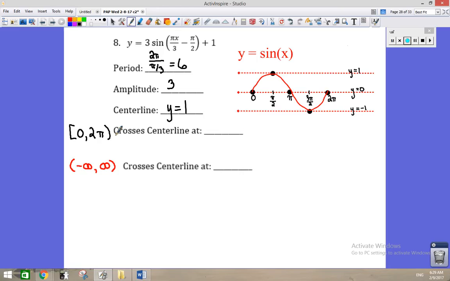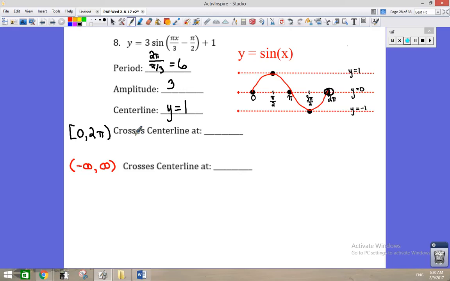And here you have to think a little bit when you're talking about crossing at the center line. Oftentimes they ask you how many times does it cross or where does it cross between 0 and 2 pi. And here we're excluding the endpoint of 2 pi, so maybe I should think of this as a hollow dot right there. In other words, if they just say crosses the center line, they mean over the domain of the function or over the set of all real numbers. And this is often referred to as the general solution.